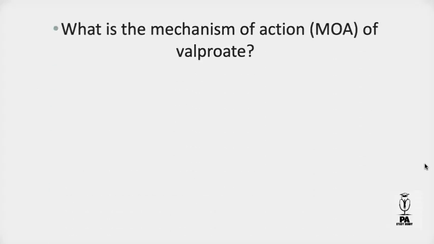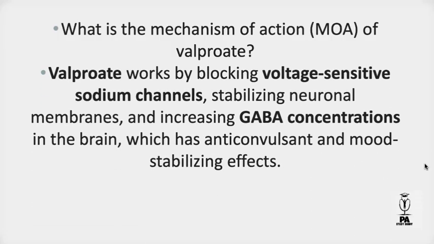What is the mechanism of action, MOA, of Valproate? Valproate works by blocking voltage-sensitive sodium channels, stabilizing the neuronal membrane, and increasing GABA concentration in the brain, which has an anticonvulsant and mood-stabilizing effect. Voltage-sensitive sodium channels. Block those, and you've got your Valproate mechanism of action.